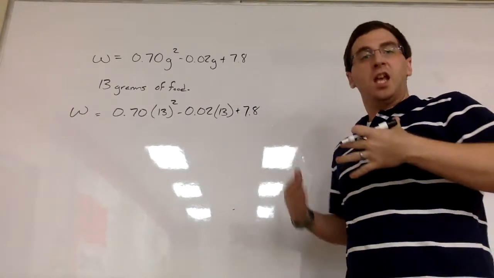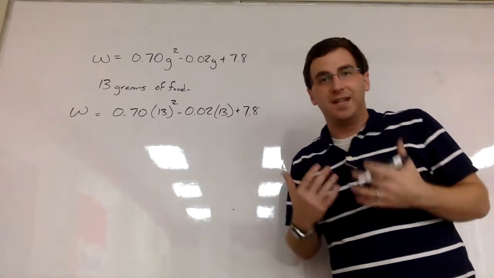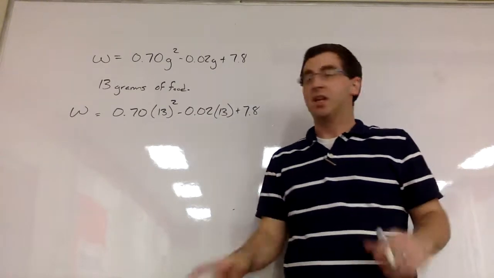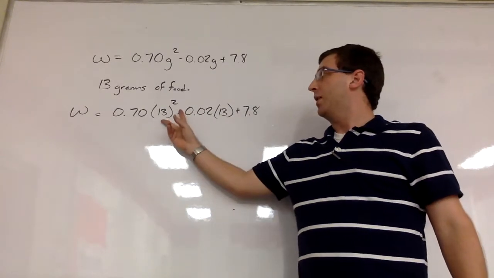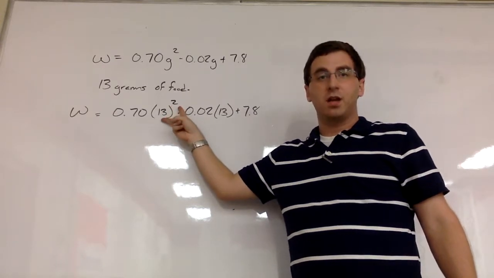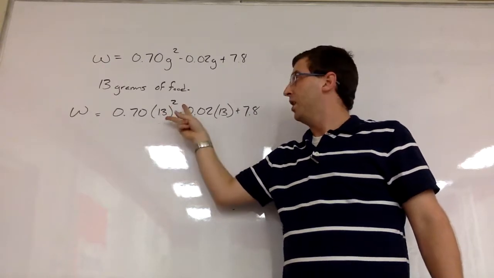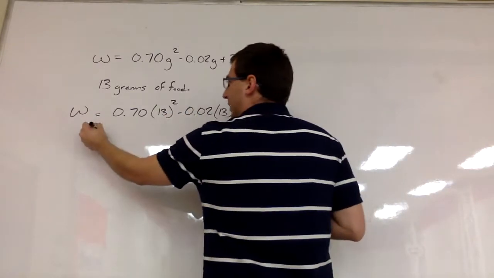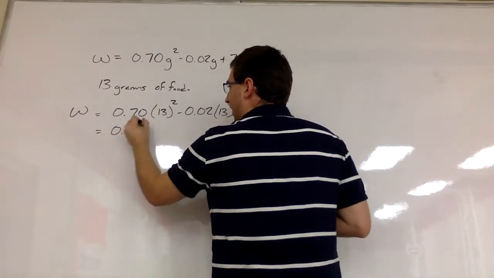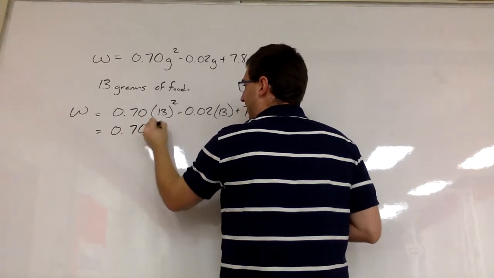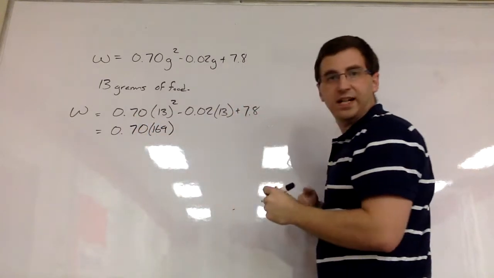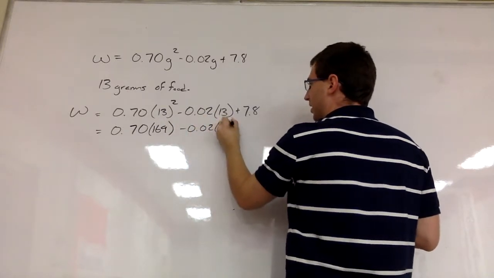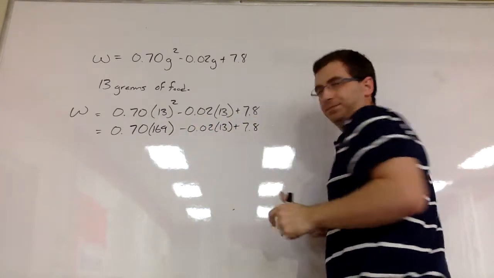Okay? Now, once we do the substitution, we've got to watch our order of operations. That stuff never goes away. What I mean by that is we've got to take care of the exponents first before we do the multiplication. So the exponents come first, so 13 squared. Well, 13 times 13 gets us 169. So 169 minus 0.02 times 13 plus 7.8.